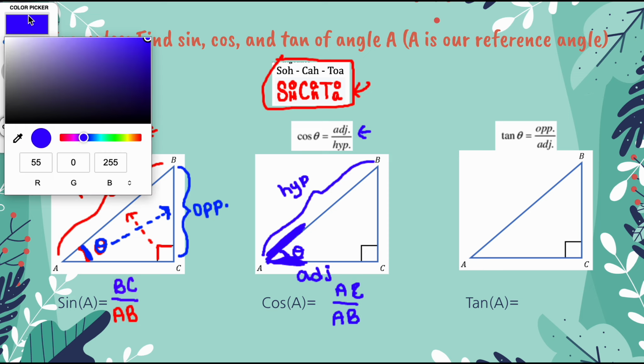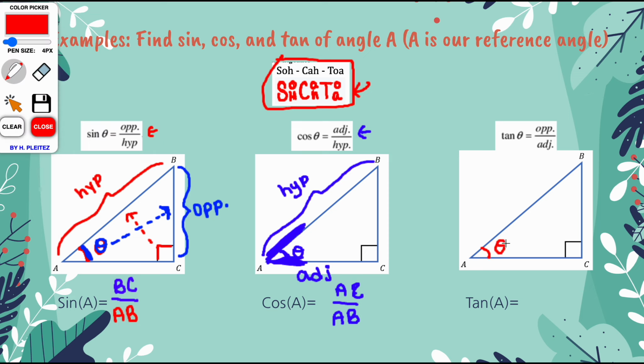And then last but not least, tangent of angle A, we want to mark our reference angle here. And for tangent, we want the opposite side and we want the adjacent side. So the opposite side, we go straight across from our reference angle. This side is opposite. And we want to get in the habit of labeling our triangles. Just like I'm doing here, you guys should be doing the same thing.